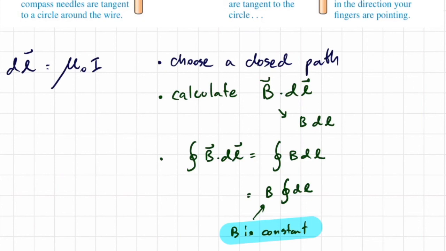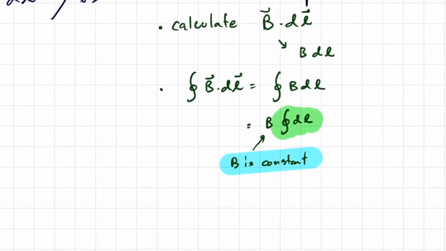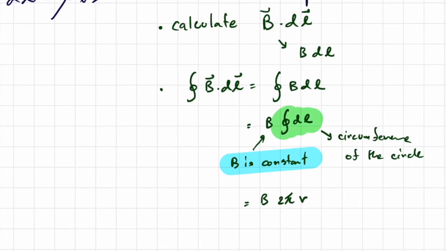Then what I have left is the integral of dl. This is nothing but the total distance along the path that we have chosen. In this case, the path goes around in a circle, so this is just the circumference of the circle. Altogether we have B times 2 pi r. So this integral is really simple. It's just B times 2 pi r.